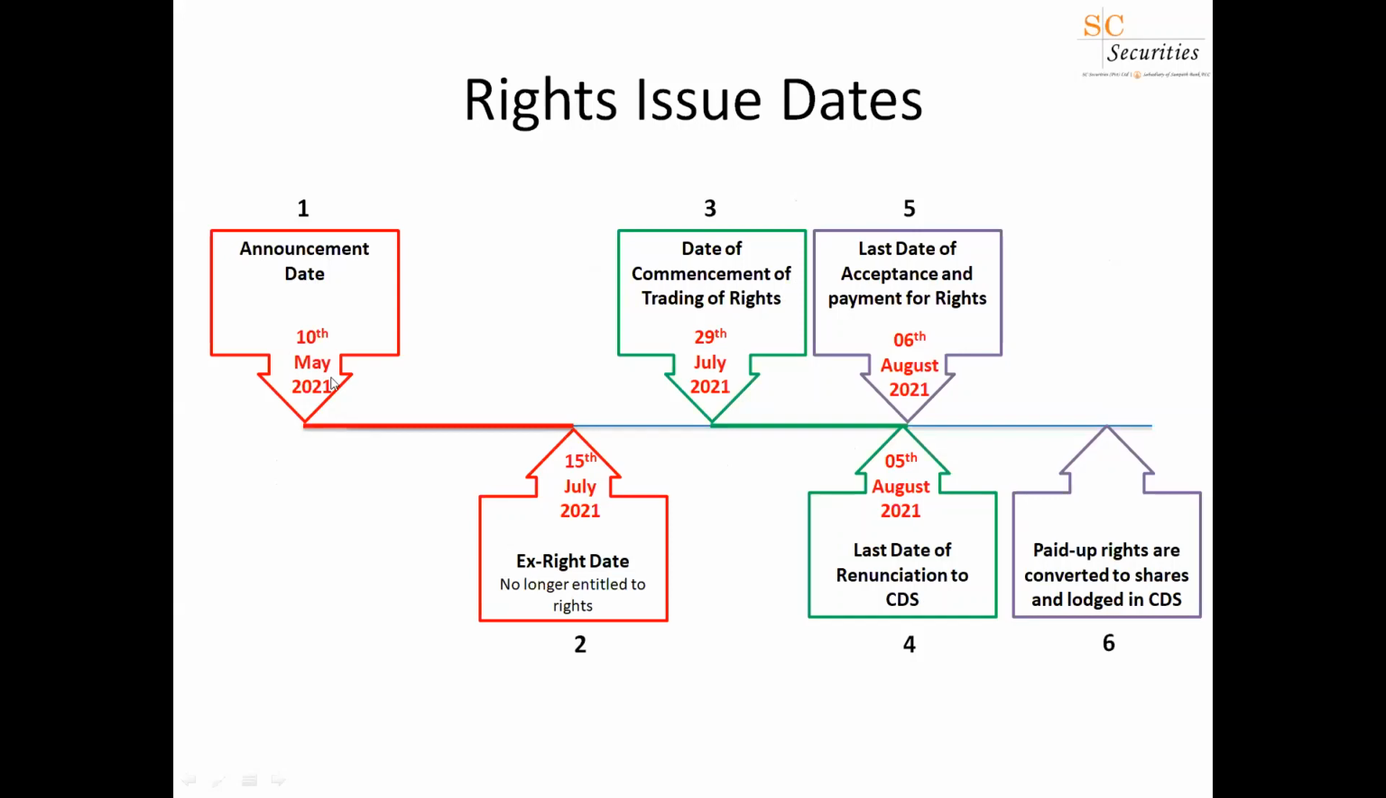Now I have taken, for example, on 10th of May 2021, the company announced the rights issue. That's the official announcement made to the Colombo Stock Exchange. So from the date of announcement, there is a period until which any shareholder can buy existing shares of the company to be eligible for the rights issue, right? So you can buy shares until the ex-right date.